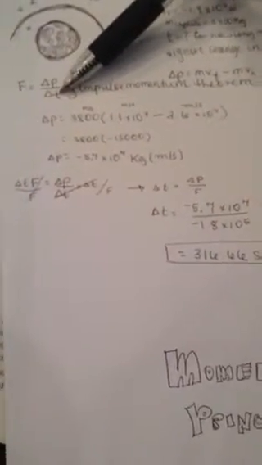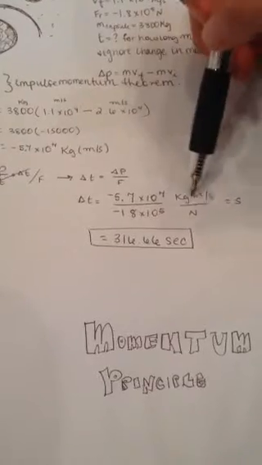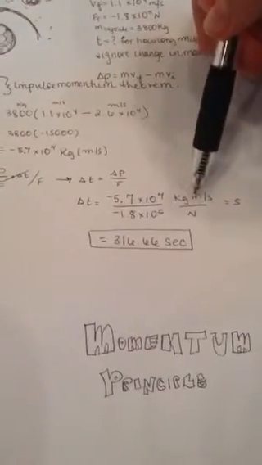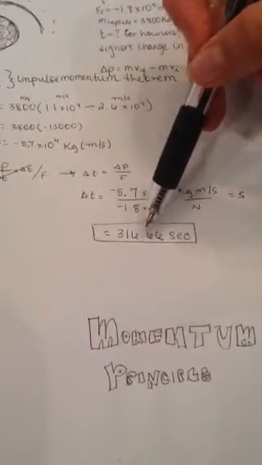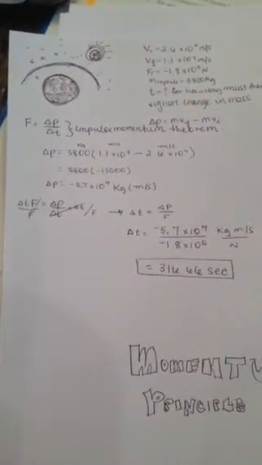And if we do a little algebra, we can rearrange this to solve for change in time, which we're looking for, because we know the force. So the change in time is equal to change in momentum over the force, and the change in time is equal to 5.7 times 10 to the 7th kilogram meters per second over negative 1.8 times 10 to the 5th newtons. And we can cross out these units to give us seconds, and that will give us 316.66 seconds. And that's how much time the capsule must run its engines in order to slow down.